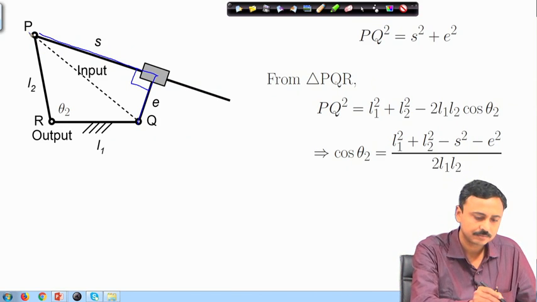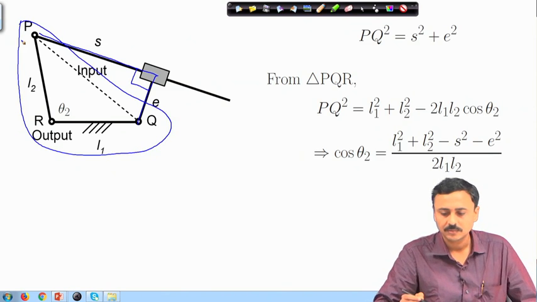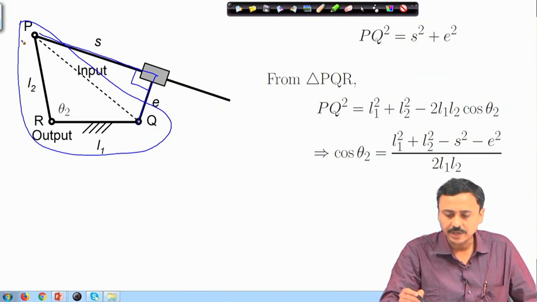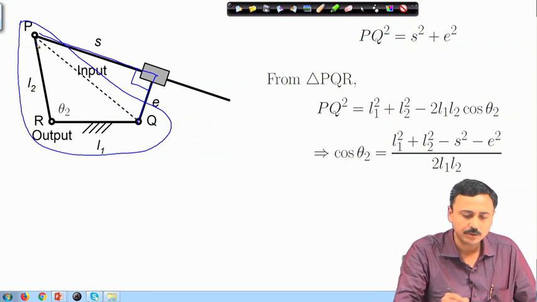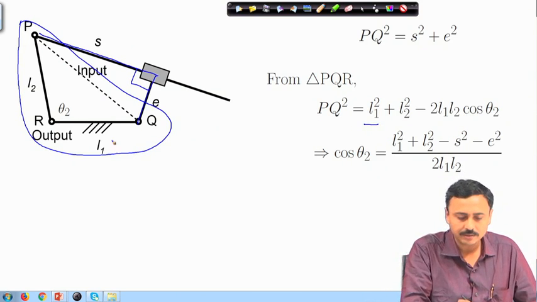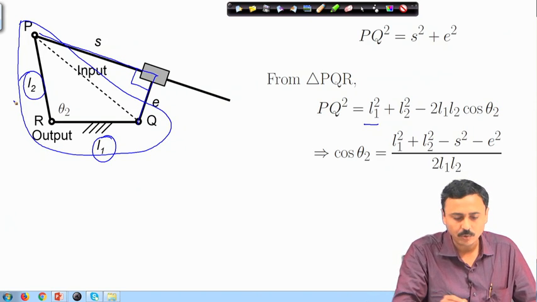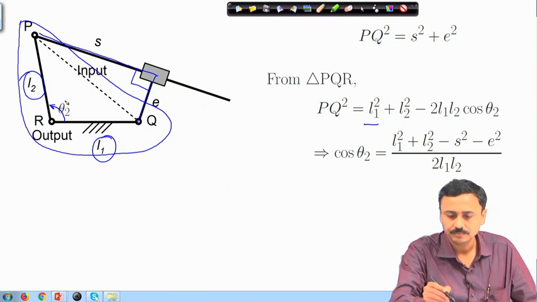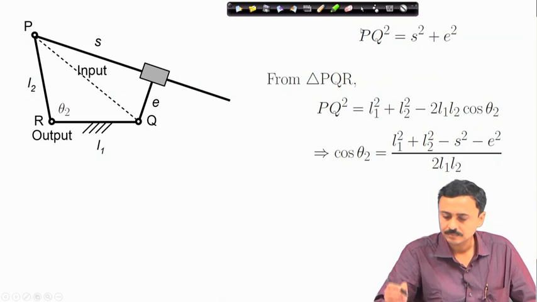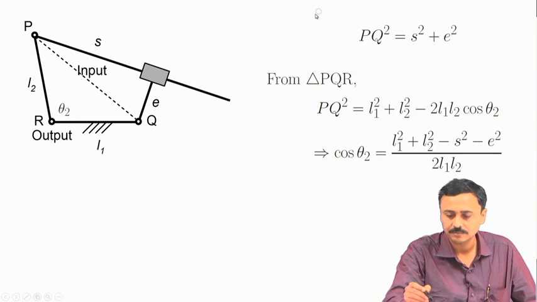So, we look at this triangle, then we can write P Q square using the cosine rule. We can write P Q square is L 1 square plus L 2 square minus twice L 1 into L 2 cosine of the included angle theta 2. Therefore, cosine theta 2 is given by this expression.